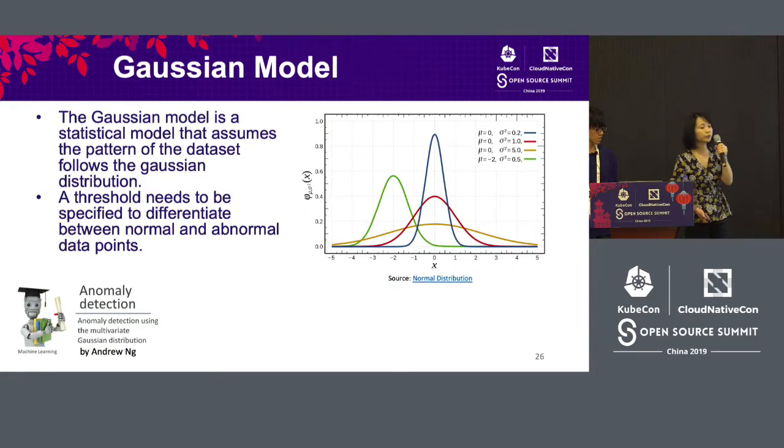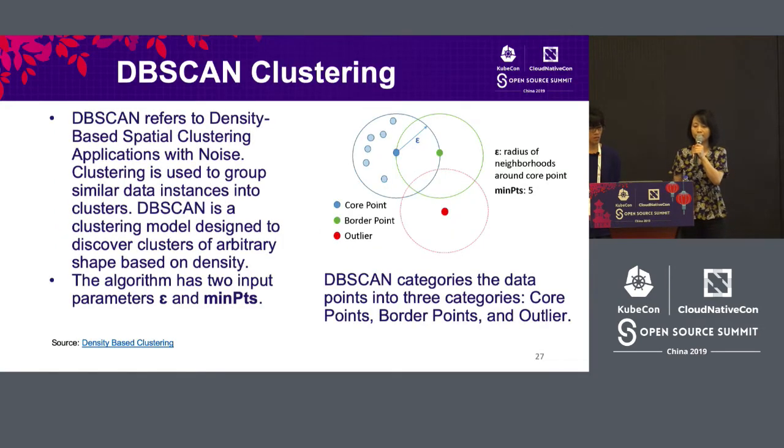So a Gaussian model is a classic statistical model, which assumes that data forms in this bell shape, and you should specify a threshold to differentiate between the normal data points and anomalies. And DBSCAN means density-based spatial clustering of applications with noise. So we have a diagram here.